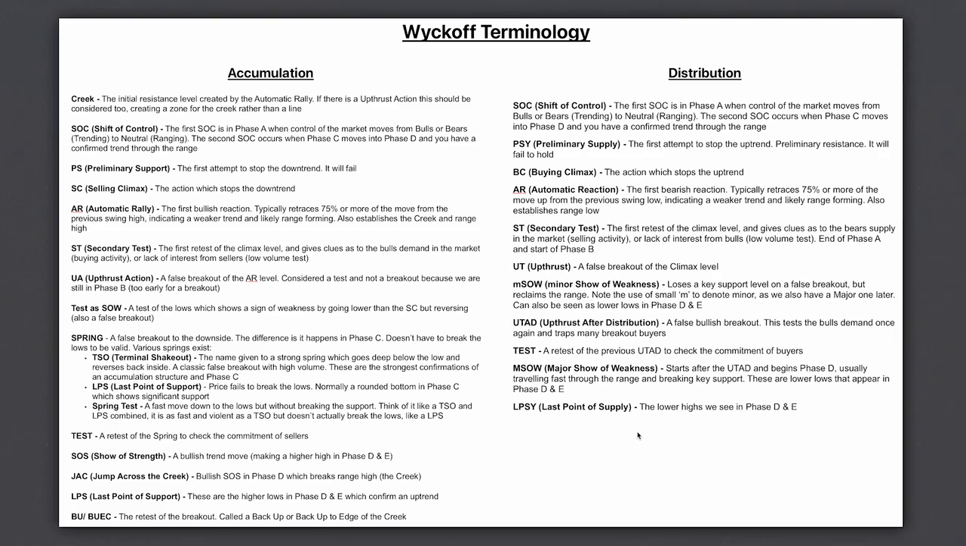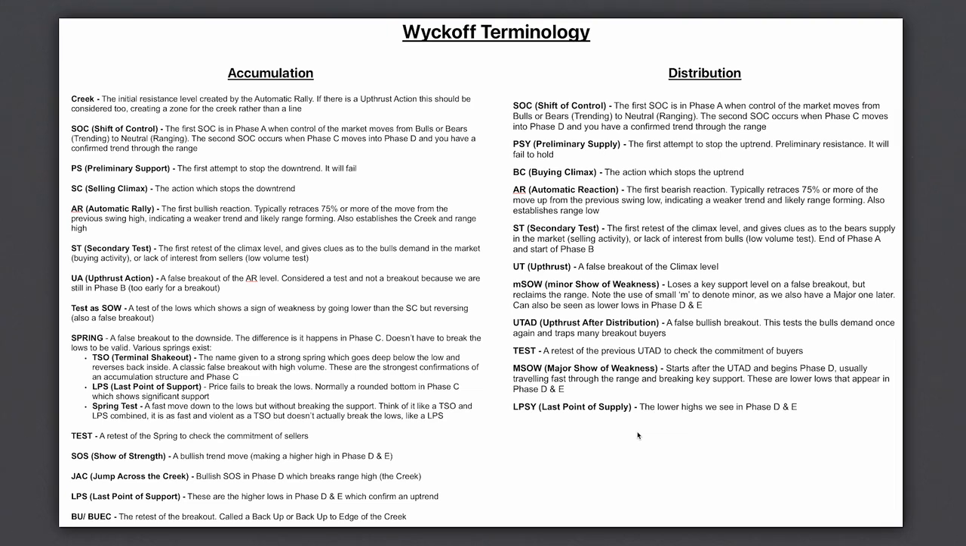Then we have AR, which is automatic reaction. Just like the automatic rally, this is the automatic sell-off, the first bearish reaction. As with the AR, automatic rally or automatic reaction, what you want to see typically is that it retraces 75% or more of the previous leg. So from your last swing low to the final high, the buying climax, if you put your fib tool on that and draw it, more than 75% retracement is an early indicator that the trend is not continuing, because trend legs should not pull back 75% or more.